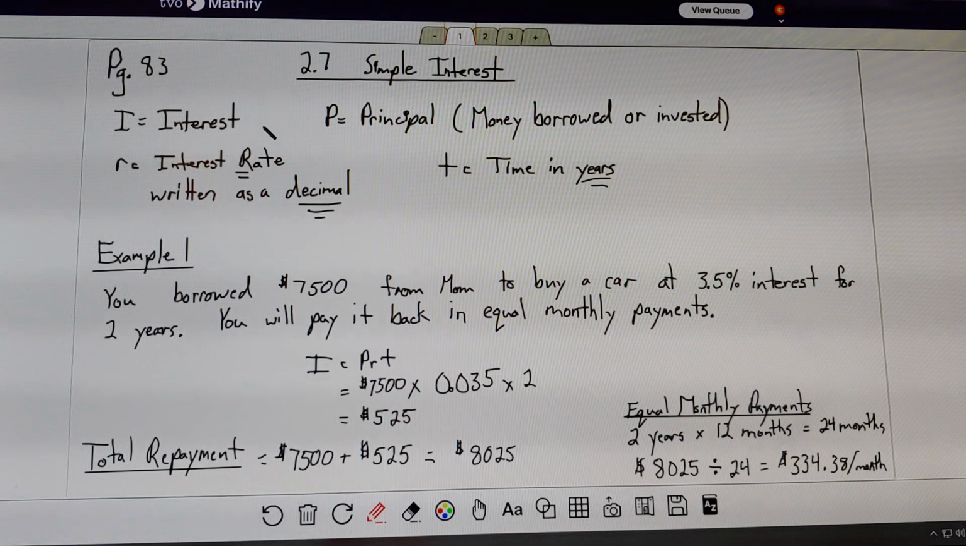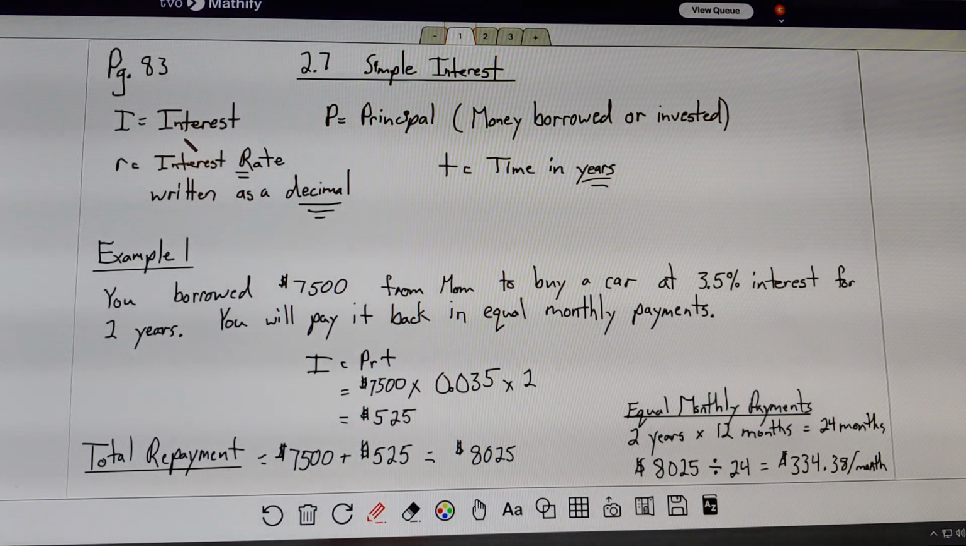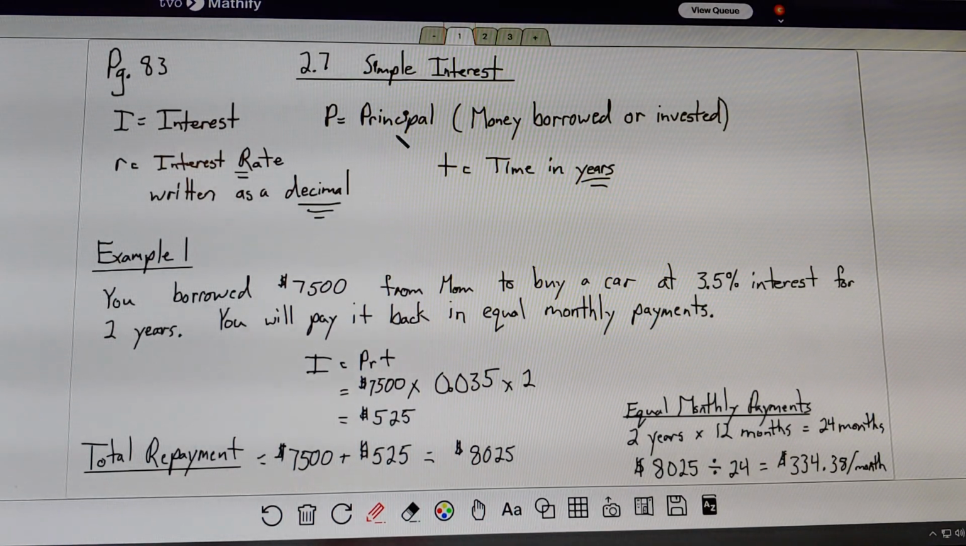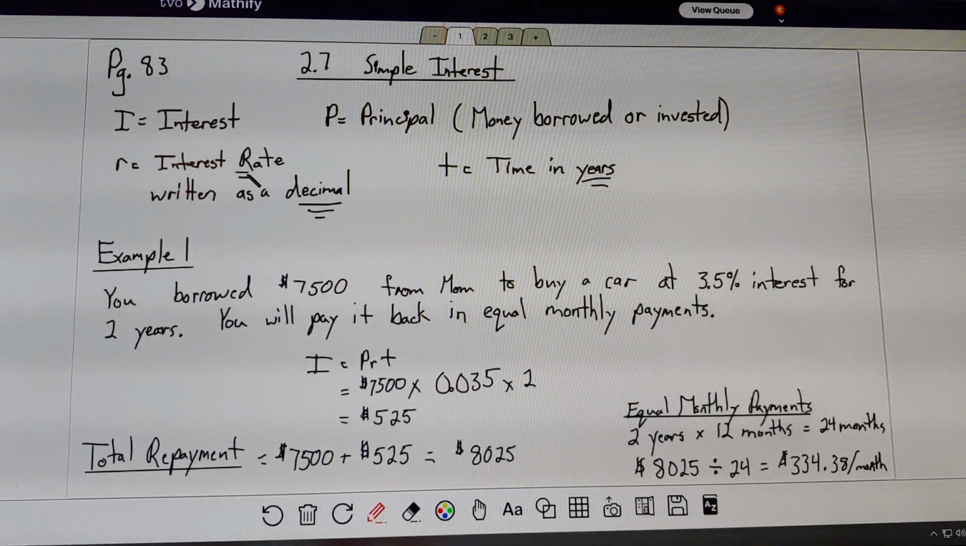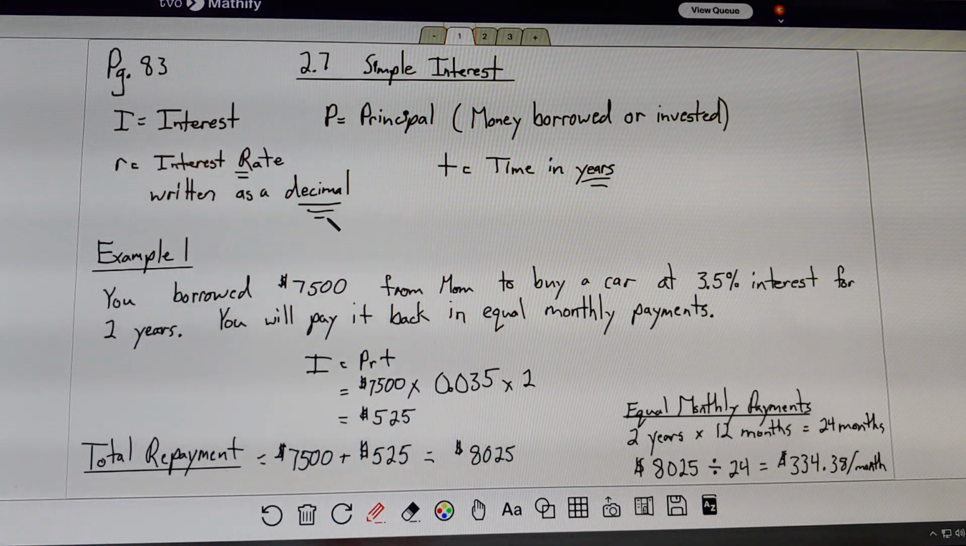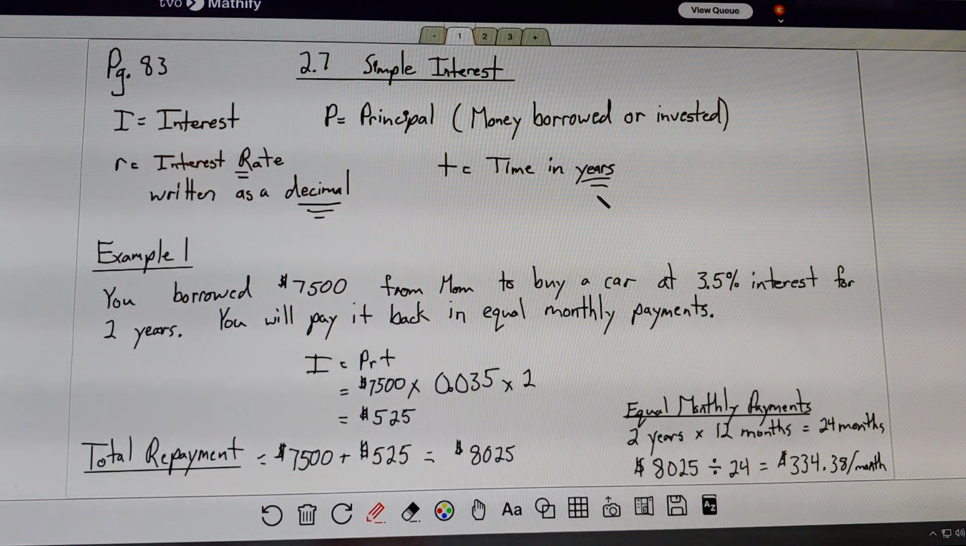So, some definitions. I stands for simple interest, the thing that we're calculating. P stands for principal, which is the amount of money that you've borrowed, usually from a bank, or the amount that you've invested. R is the interest rate, and it is always, always, always written as a decimal, never as a percent. And then the T is time, again, always in years. You'll see some questions where they give it to you in months, and you have to switch it to years.